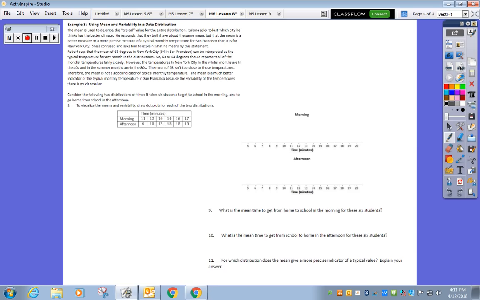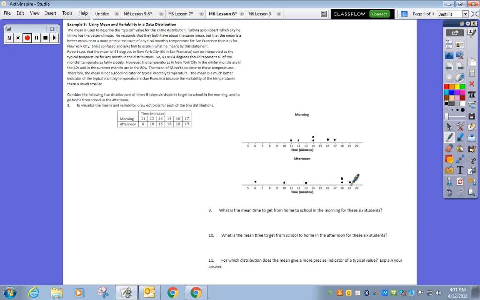Consider the following two distributions of times it takes 6 students to get to school in the morning and to go home from school in the afternoon. To visualize the means and variability, draw dot plots for the two distributions. So we've got morning, we've got 11 minutes, 12 minutes, two 14 minutes, a 16 and a 17. For the afternoon, we have 6 minutes, 10 minutes, 13 minutes, two 18s, and a 19.